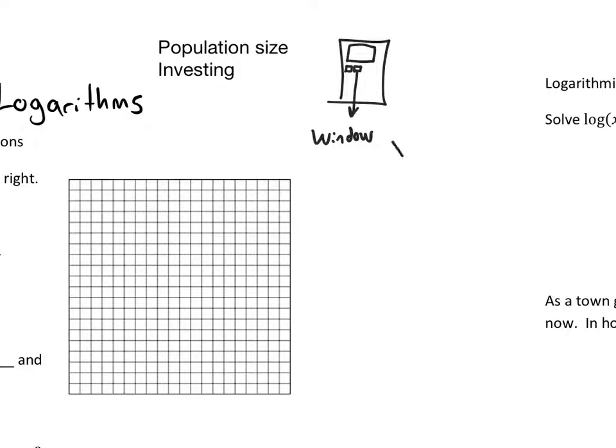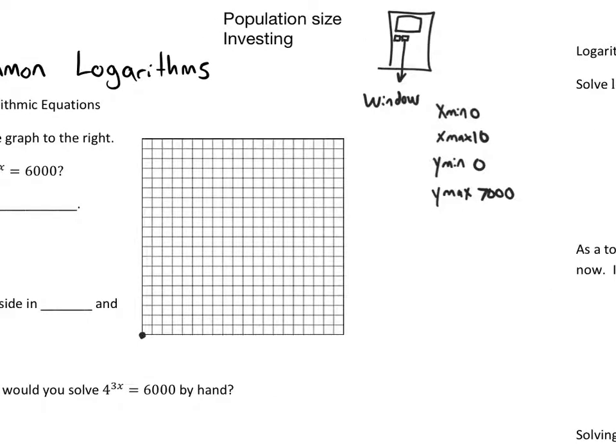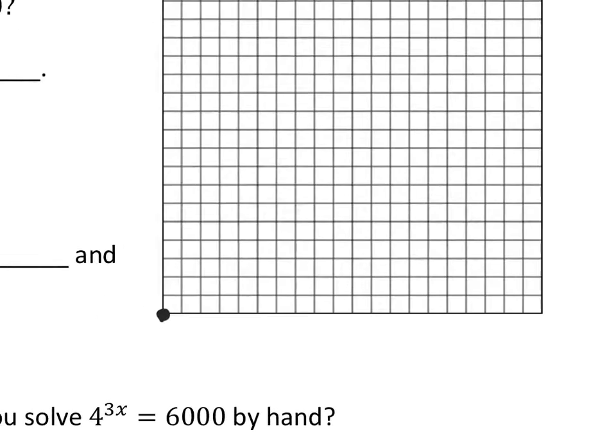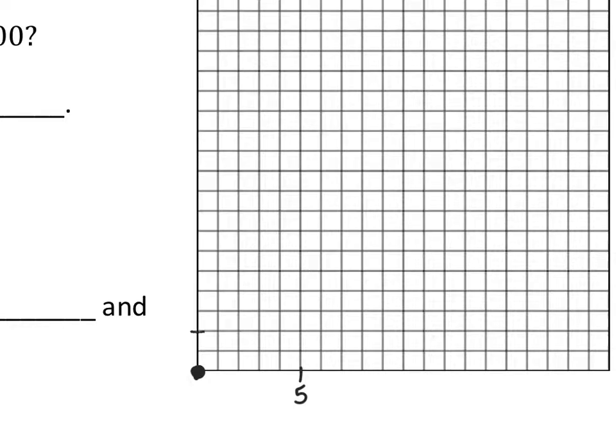And I set my x minimum to 0. I kept my x max at 10. I set my y minimum to 0 and took my y max up to 7,000 so that I could see high enough. Right, and what I ended up getting was this. I'm just going to take it to 5 here. And then I'm going to count every other line as 1,000.